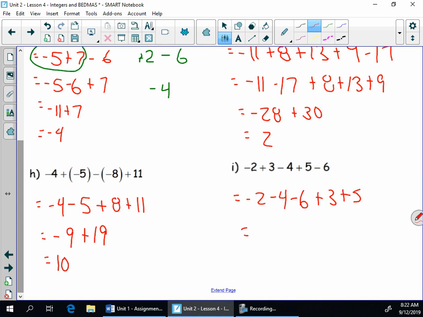I'm going to collect my things here. I got 12 negatives and 8 positives, which are 4 digits apart. The 12 is bigger, so it must be a negative. Again, if you want to work in order, put these together first.